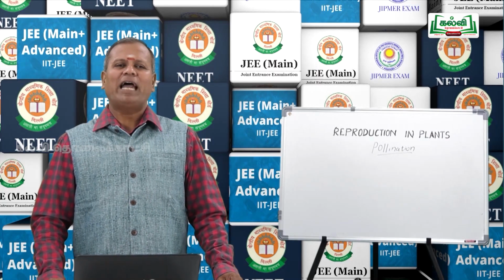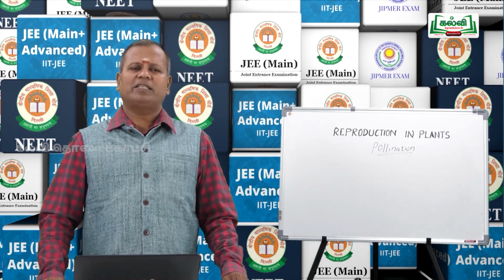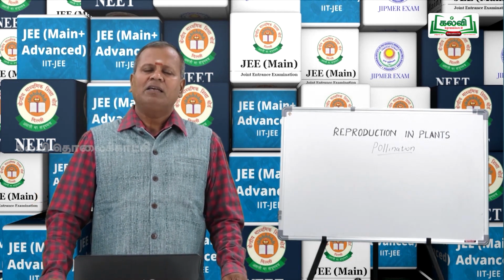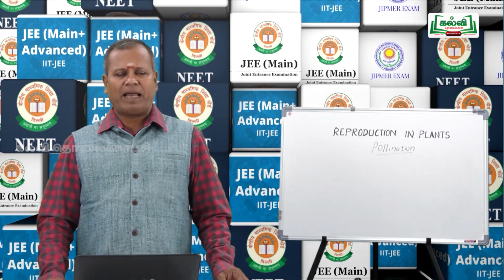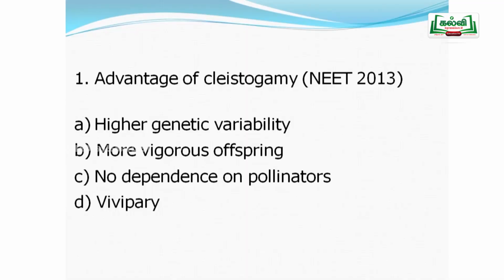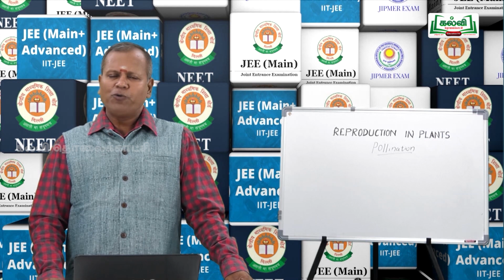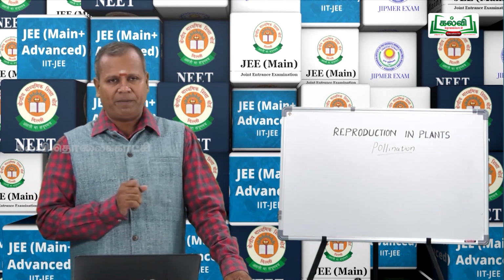Dear students, now I am going to discuss important questions in pollination, fertilization and post-fertilization changes in flowering plants. Question number 1: the advantage of cleistogamy. You know, cleistogamy is a kind of pollination. Option A, higher genetic variability. Option B, more vigorous offspring. Option C, no dependence on pollinators. And option D, vivipary.